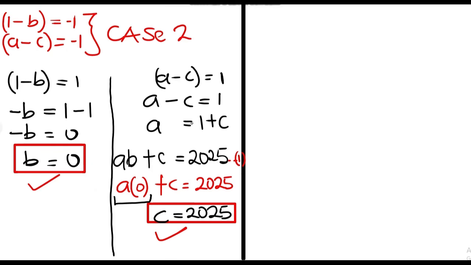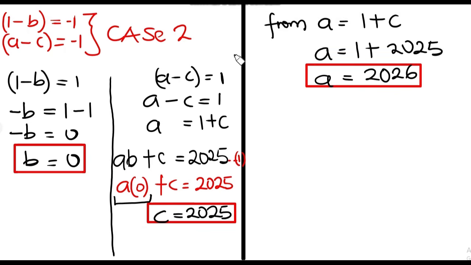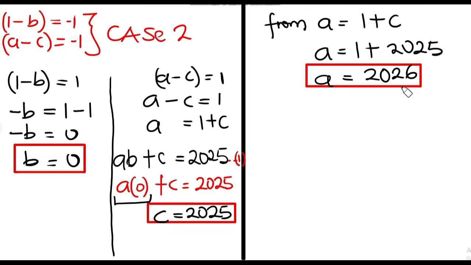So I've already known b, I've gotten c, then how am I going to get a? I can get that from here: a equals 1 plus c, since I know c. So a is just going to be equal to 1 plus c. I know my c is 2025, so I put that there. Then if I do that, I have a equals 2026. So for case 1, the value of a is 2026, the value of b is 0, and the value of c is 2025.